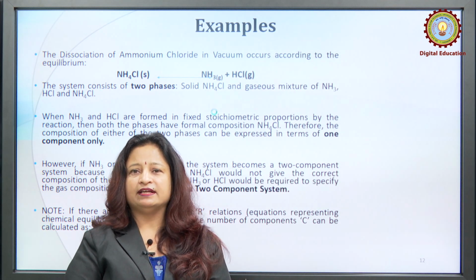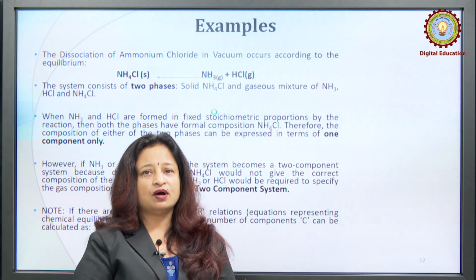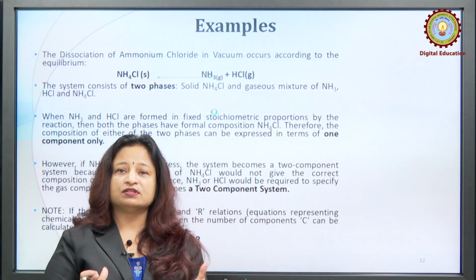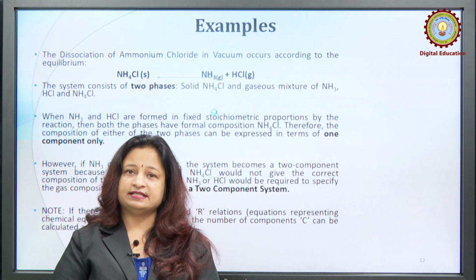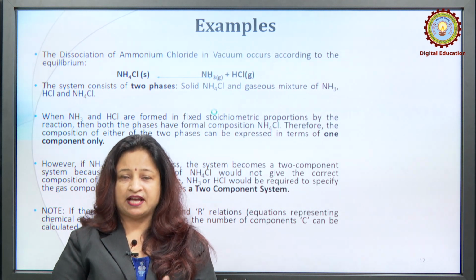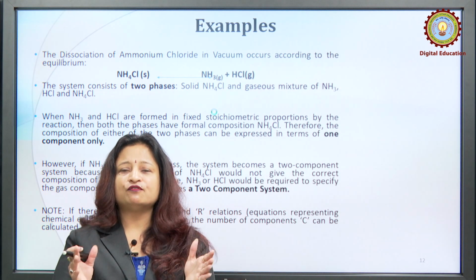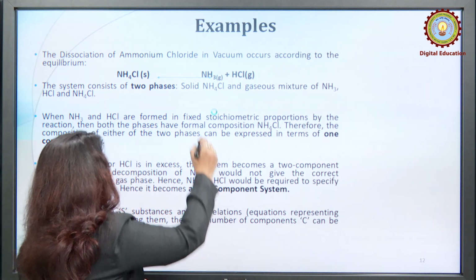Now, if we have to find out the number of components, there may be two cases. One, the concentration of ammonia is equal to the concentration of HCl, or in other words, ammonia and HCl are formed in fixed stoichiometric proportions by the reaction. Then both the phases have the same formal composition, and they can mix together to give the formal composition of ammonium chloride.